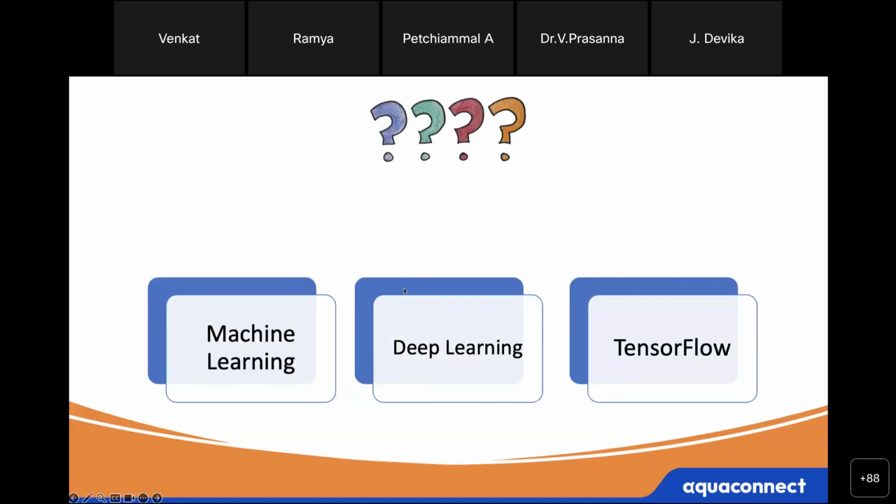So, there are many buzzwords. What is machine learning, deep learning, AI, TensorFlow? Let's dive into them one by one.